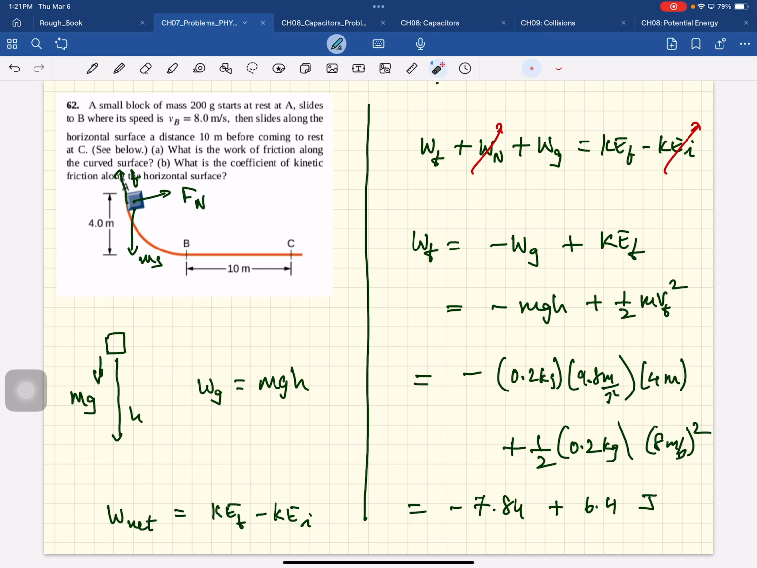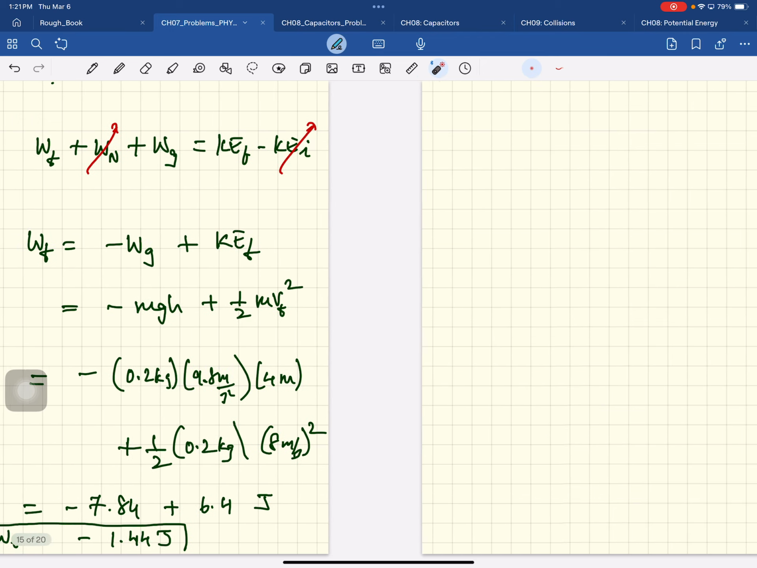So you see that works out to negative 1.44. So the work done by friction force was, as expected, negative 1.44 joules. Now they ask you, what is the coefficient of kinetic friction on the horizontal surface? So now you're going at 8 meters per second and you come to rest. So let's look at part 2 of the problem.